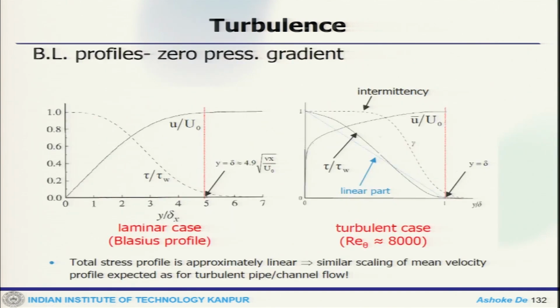For a zero pressure gradient boundary layer, if we plot, this is how u varies against y by delta. So, this is the Blasius profile, and for the turbulent case, this is the variation of u by u naught, intermittency, and tau by tau w, and that is the variation. So, the total stress profile is approximately linear. So, one can think about similar scaling of the mean velocity profile as for the turbulent pipe.